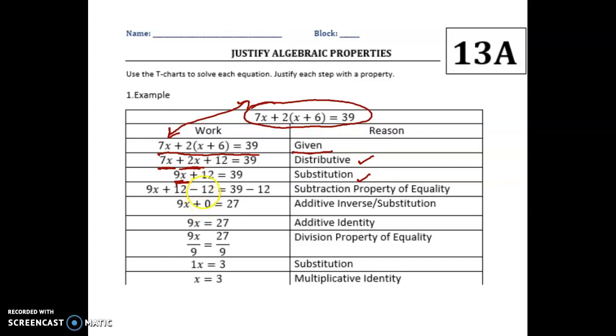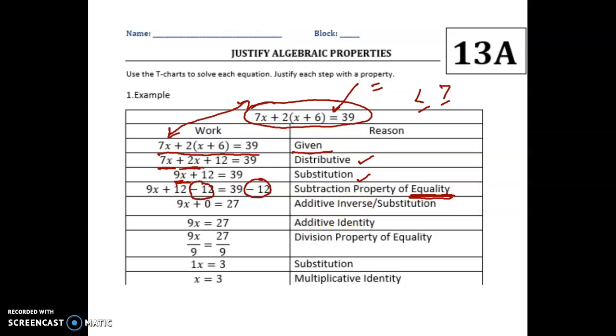And the next step, we are actually subtracting 12 from both sides of the equation. When we do that, the property that we're using, the golden rule of algebra, is called the subtraction property of equality. And this is important: this is equality because if you notice right here, this is an equal sign. If it was a less than sign or a greater than sign or less than or equal to or greater than or equal to, then it would be an inequality.